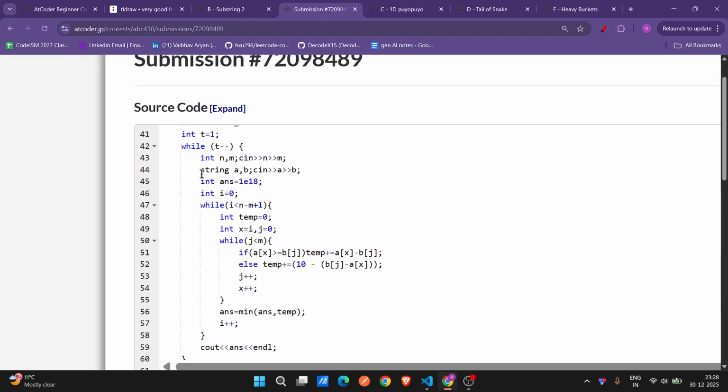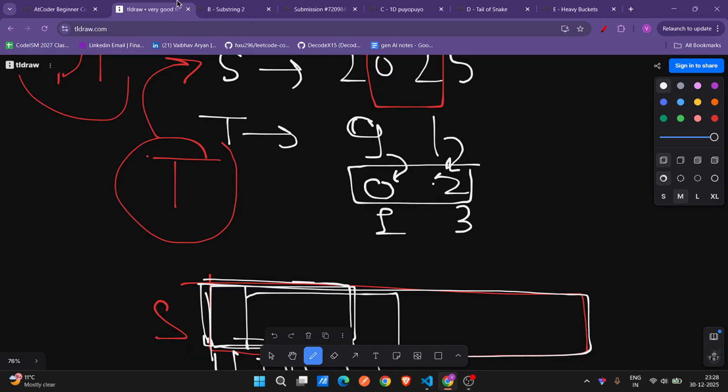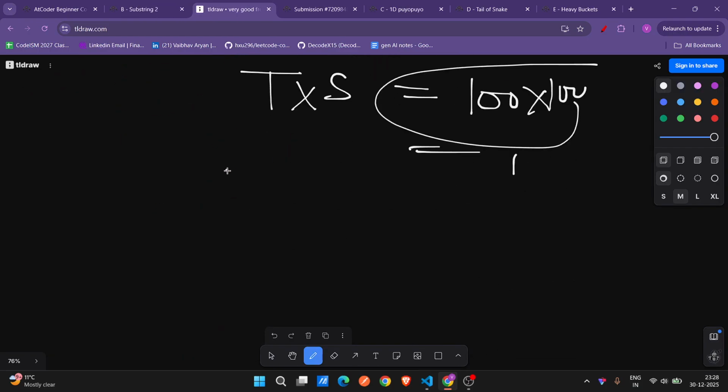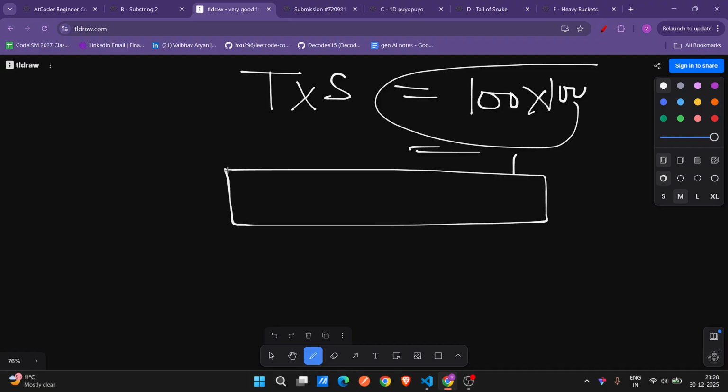So here you can see, basically I had taken the input of strings a and b. I had declared the answer, which is long long, and what you can see is int i equals 0, while i less than n minus m plus 1. Because i will be the pointer which moves in this string. So when we compare this string with this part, i equals 1, now i equals 2, so now compare 2 to this part.